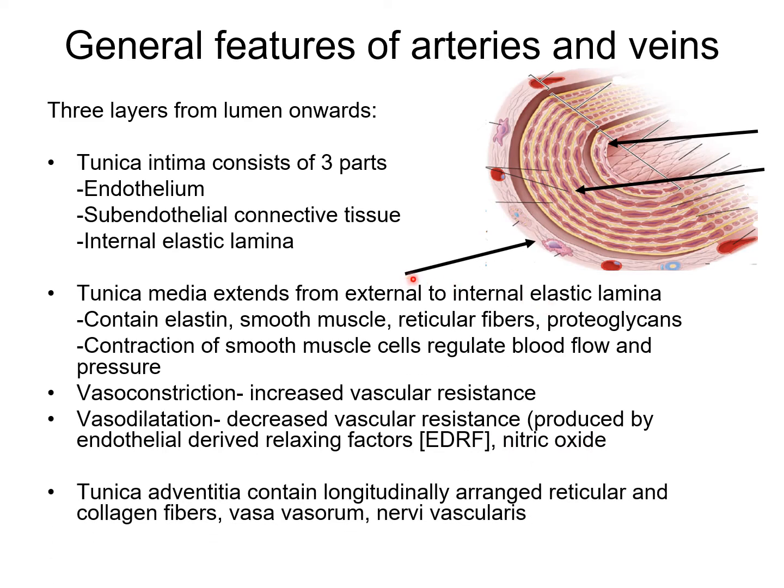The tunica adventitia contains longitudinally arranged reticular fibers, collagen fibers, and some blood vessels and nerves. Those blood vessels supplying another blood vessel are called the vasa vasorum, and the nerves are called nervi vascularis. They are mainly the cholinergic and the adrenergic nerve fibers.